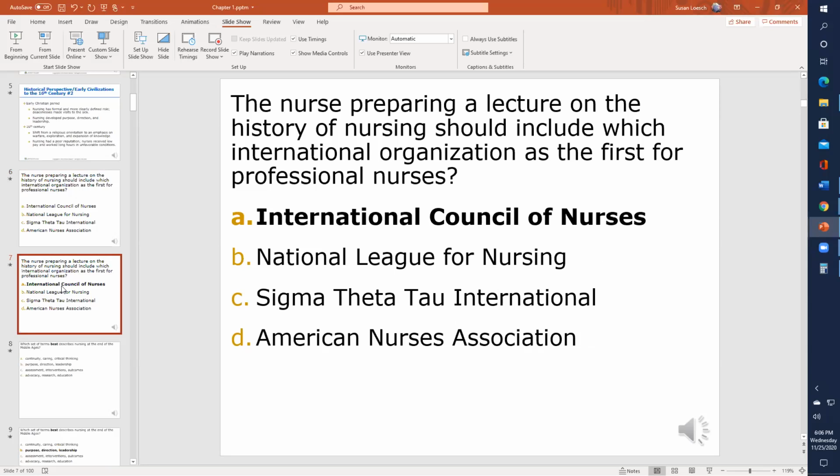All right, American Nurses Association and the National League for Nursing are U.S. nursing organizations, and Sigma Theta Tau is an international nursing honor society. So you'll see that associated with a lot of universities and stuff like that.